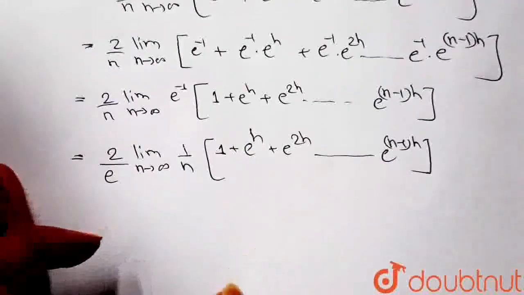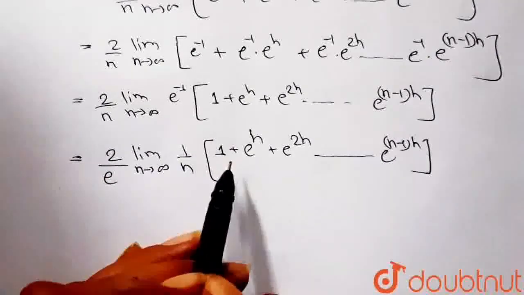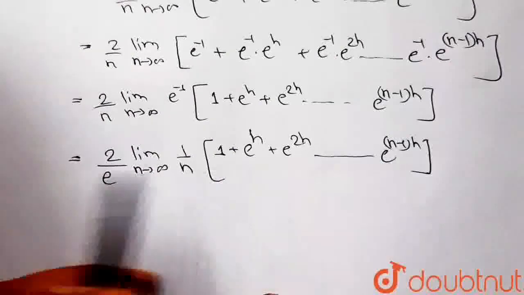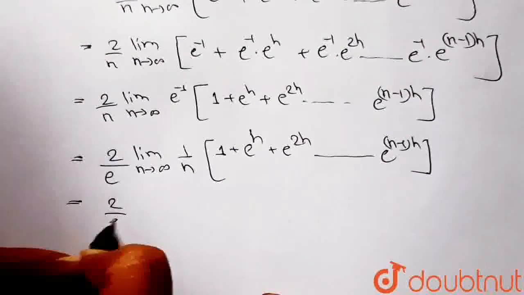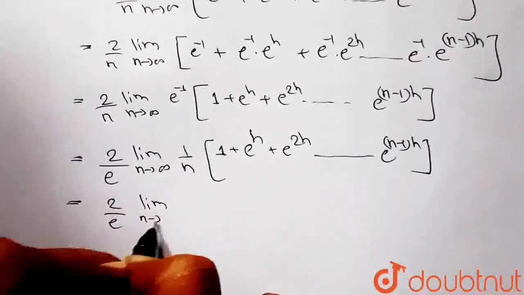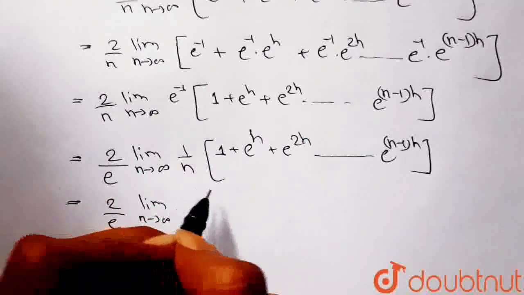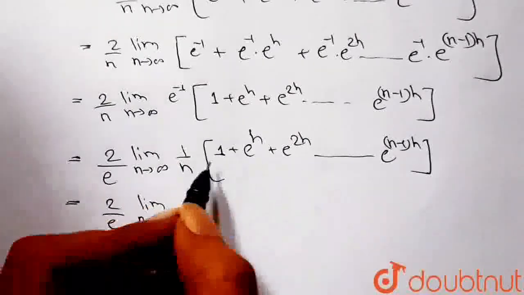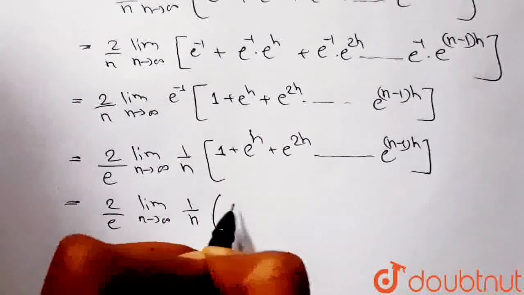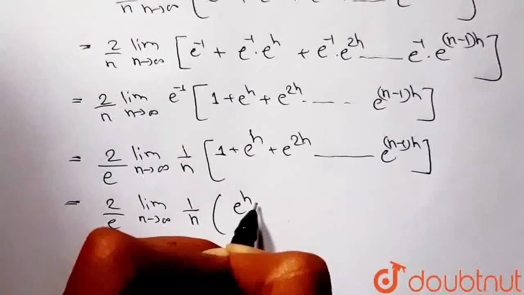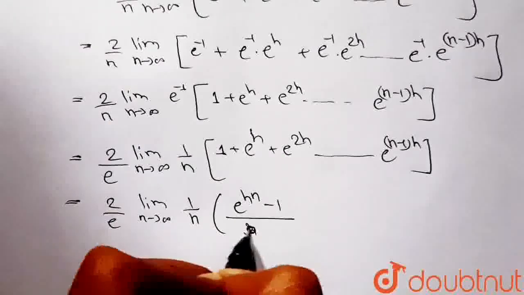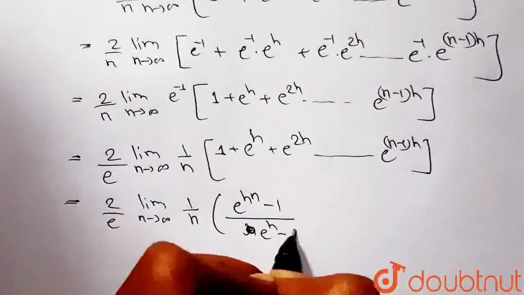Now here you can see that these terms are basically in a GP, where a, the first term, is 1 and the common ratio r is e to the power h. So I can write this as 2 by e, limit n tends to infinity 1 by n, and the sum of a GP. Now the sum of a GP is equal to r to the power n, so r is e to the power h, n minus 1 divided by r minus 1, that is e to the power h minus 1.